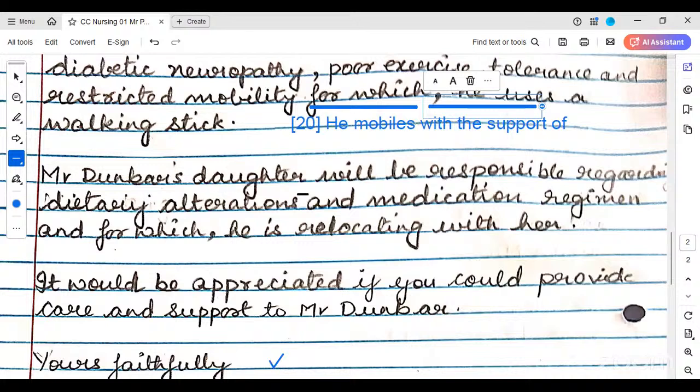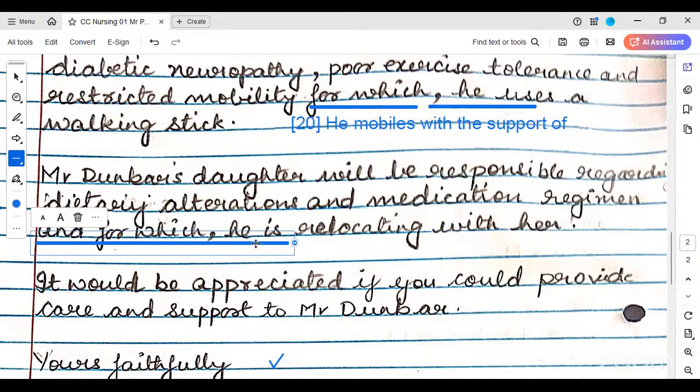Mr. Dunbar's daughter will be responsible regarding dietary alterations and medication regimen. Okay. And for which he is relocating with her. He is not relocating actually. Relocating means that from one place he moved to another place, and from there he is going back or moving to another place. First you go to Canada, then from Canada you go to USA, then it is called relocation. Or coming back to India is called relocation.